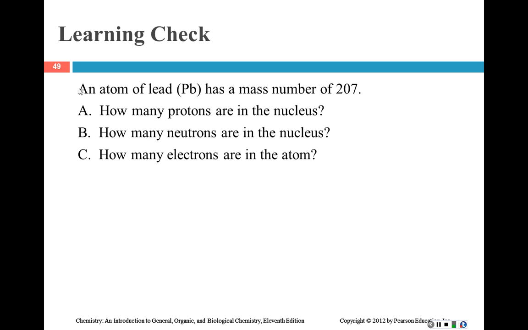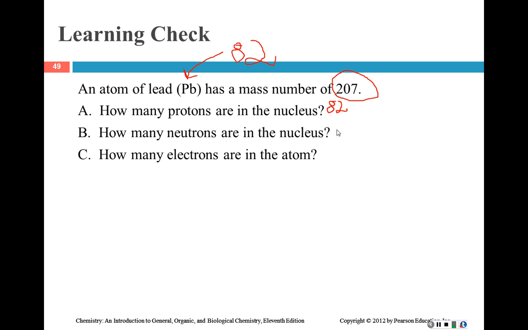For your learning check, an atom of lead has a mass number of 207. How many protons, how many neutrons, and how many electrons? But the first thing you're going to have to do is what? Find out what the atomic number is. And the atomic number, I believe, is 82, if I can write it with this thing. So how would you find the number of protons? Right, the number of protons is going to be the atomic number.